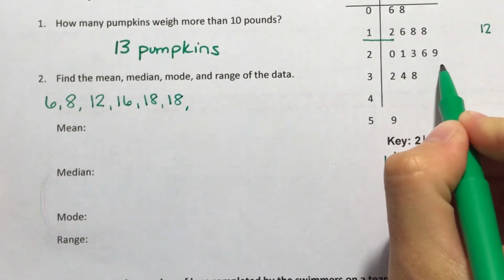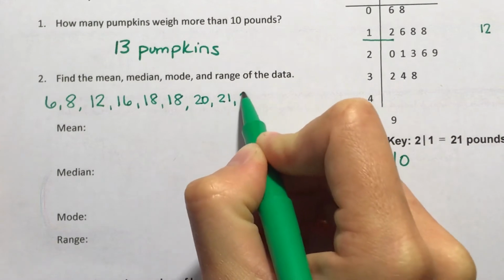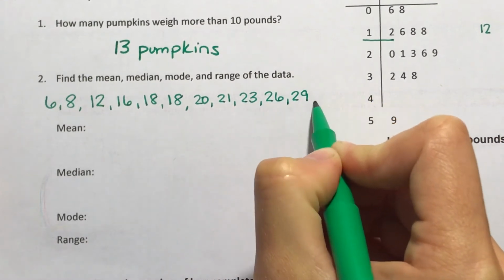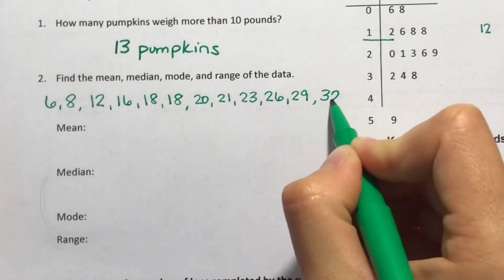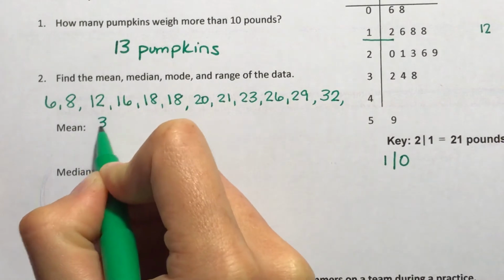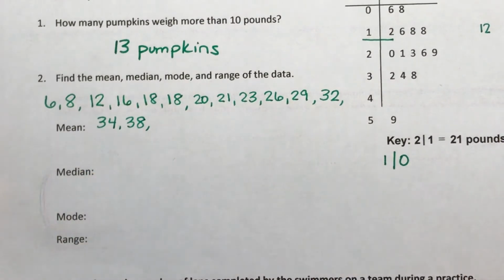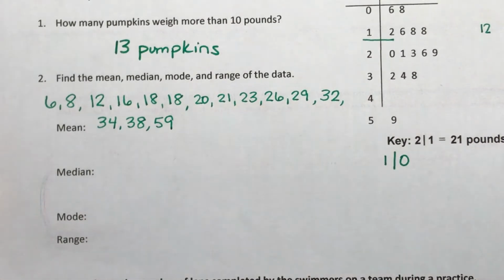All right, then I go to the 20s. I've got 20, 21, 23, 26, and 29. My 30s, I have 32, I have 34, I have 38. I know my list is wrapping around, and that's okay. And then I have 59. All right, so then you guys can go to finding mean, median, mode, and range, and remember you can do whichever ones you want to do first.